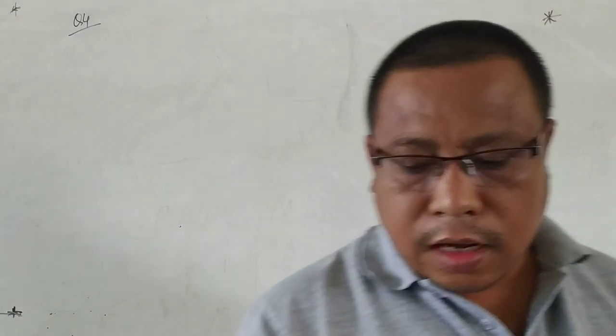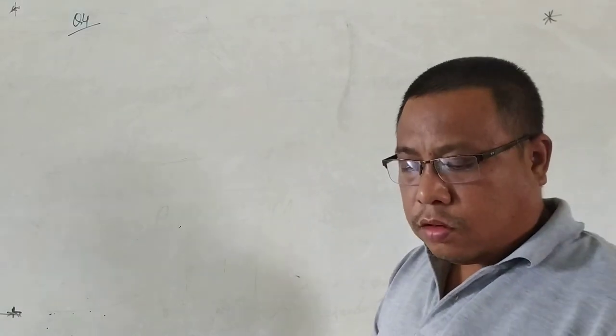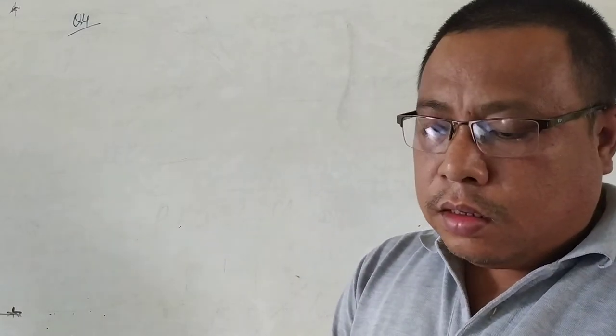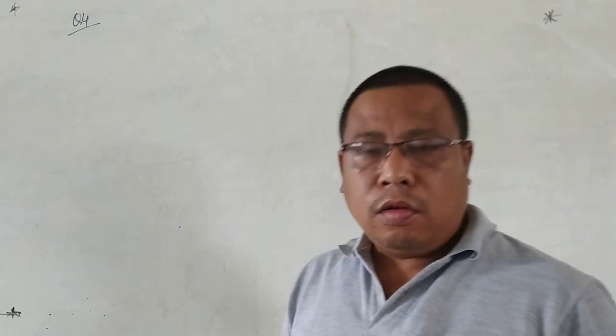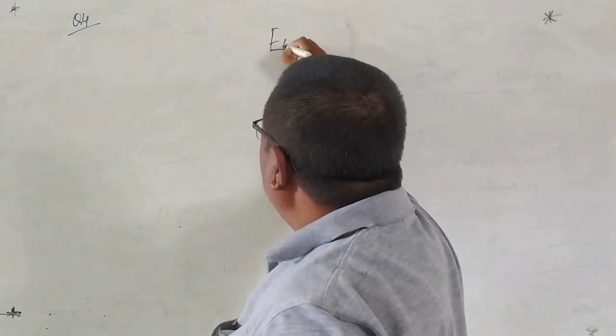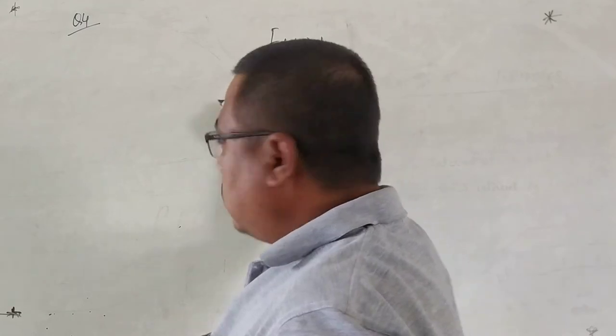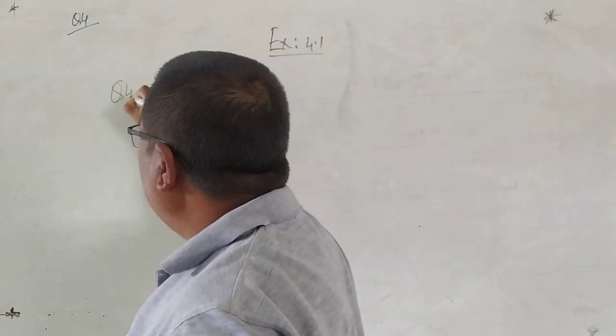In the last class, we already finished the graphical method. Now we'll start from the pairs of linear equations, where you have to find the unknown value. Exercise 4.1, question number 4.